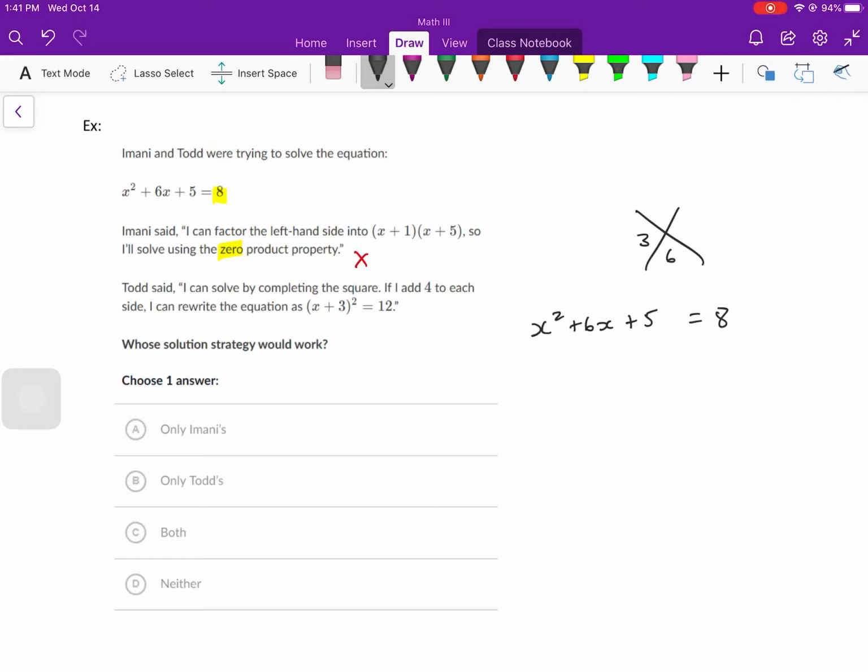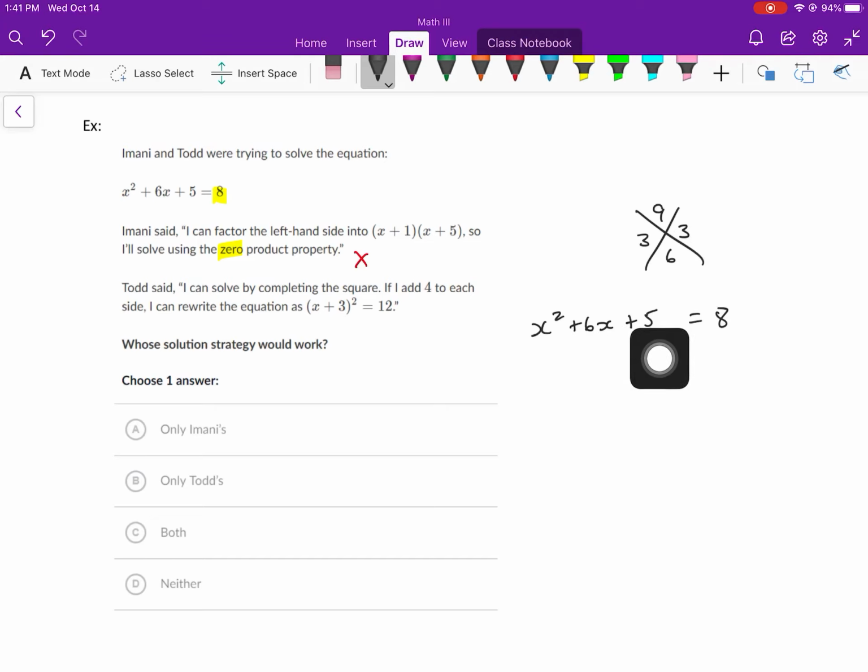So what multiplies to 6 and adds, or what adds to 6? Two numbers that add to 6 are the same number, right? Because we're trying to get that perfect square. 3 plus 3 is 6. You just divide this number by 2. 3 times 3 is 9. So 9's that magic number.